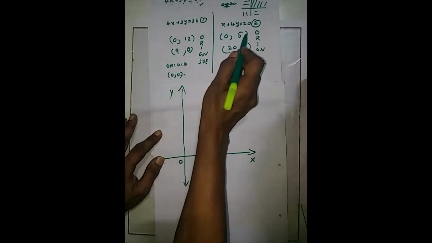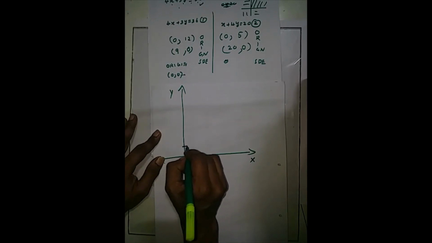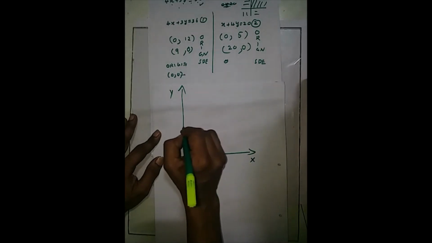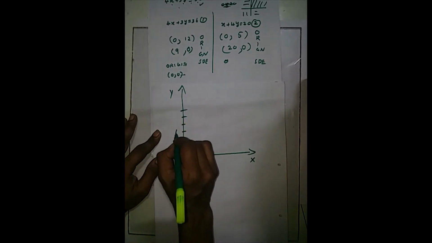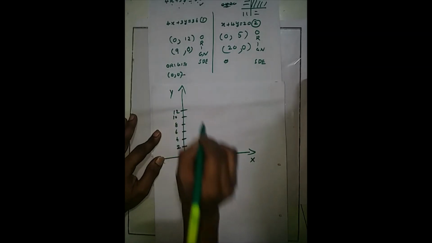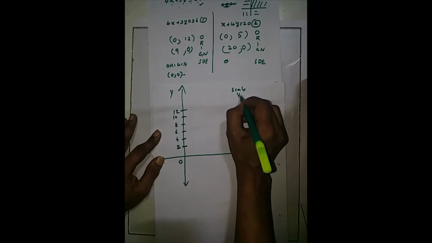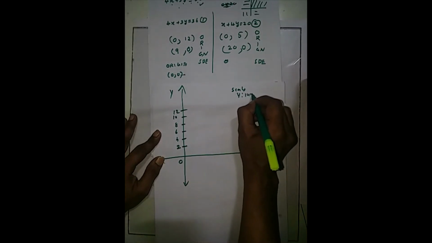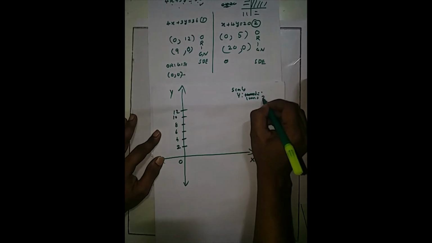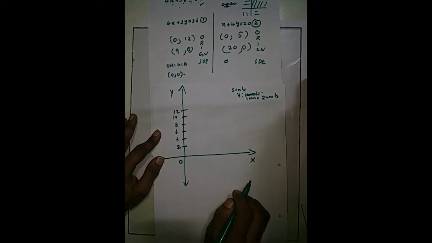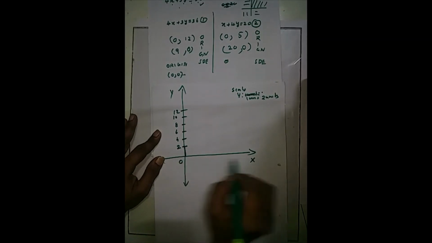0, 12 and 0, 5. 12 is the bigger number. I am taking a scale of 2: 2, 4, 6, 8, 10, 12. Okay, scale for the y-axis: 1 centimeter I took as 2 units. Now the x-axis.